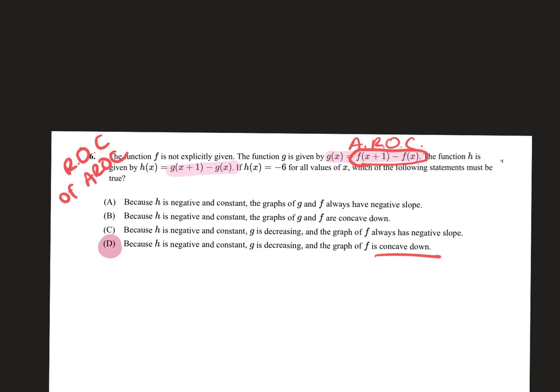Each time you're going on the rate of change of the rate of change, so second difference, it is going down by 6. So your rate of change is decreasing, which means it would be concave down. Not negative slope. The initial one might have negative slope, but the rate of change of it, which is the g, does not.